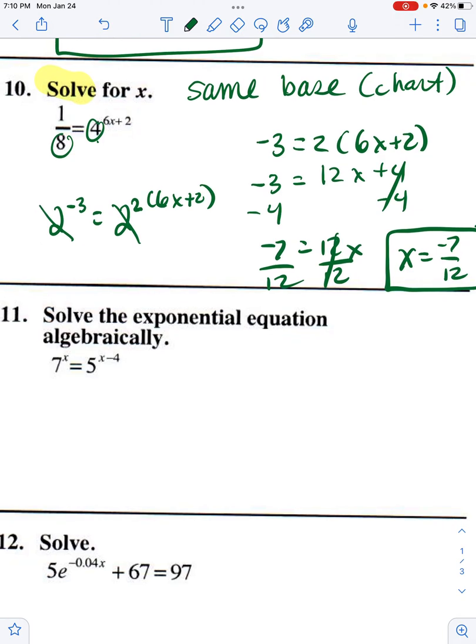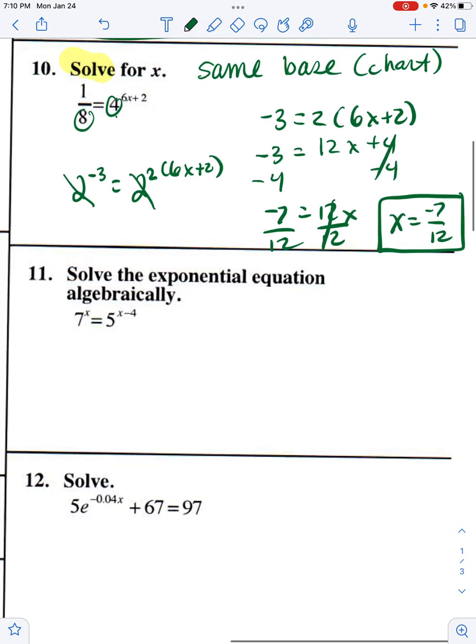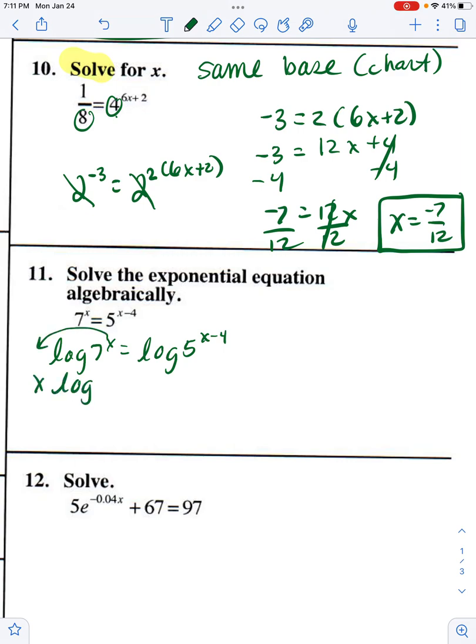Okay, this one's tricky and I cannot get them the same. 7 and 5 are not in the same row on my chart. So I am going to have to use my calculator and my big brain because this one's got a lot going on. So I have to get the powers down in front. I'm going to go ahead and log this side because whenever you're stuck and you can't get at a power, you need a log to come along. Because now I can use my log properties to drop that power in front in both cases.